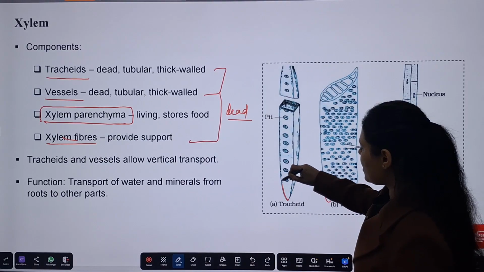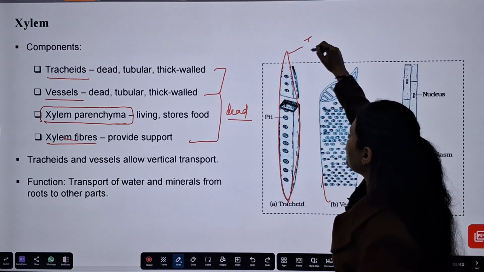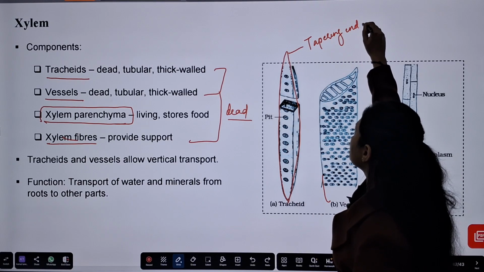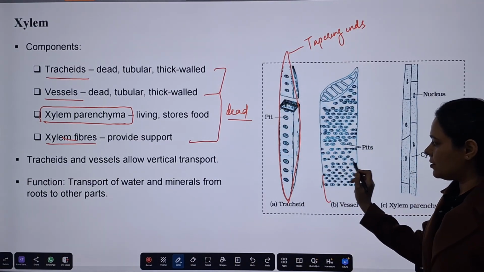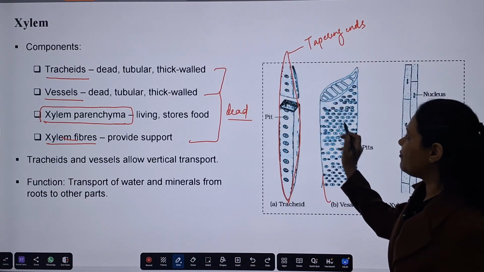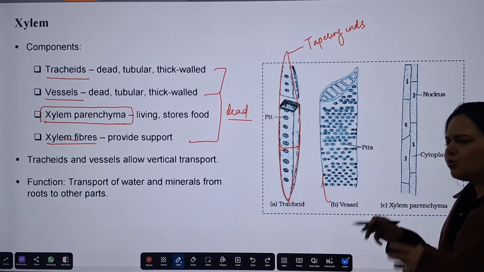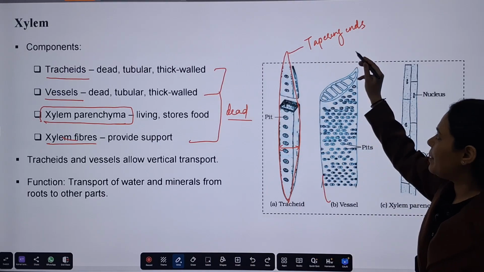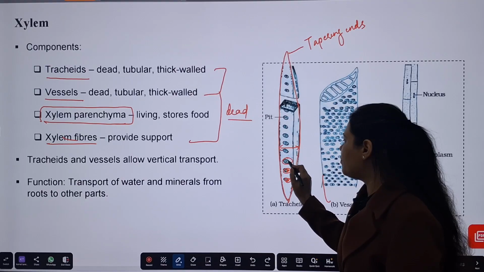So tracheids are elongated tubular structures with tapering ends. Their diameter is lesser compared to the vessels. They are longer than vessels, but their diameter is smaller compared to the vessels. So they are elongated structures with tapering ends. They have pits on their side walls.